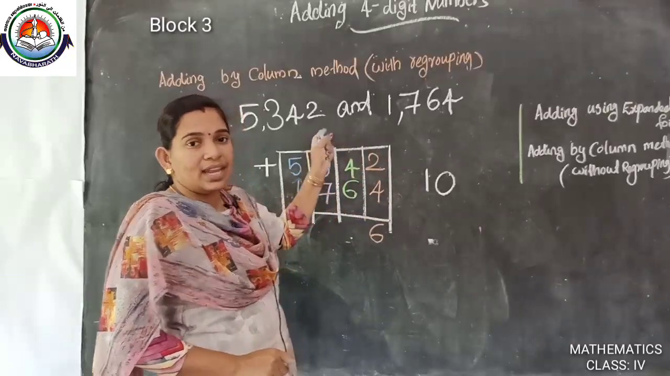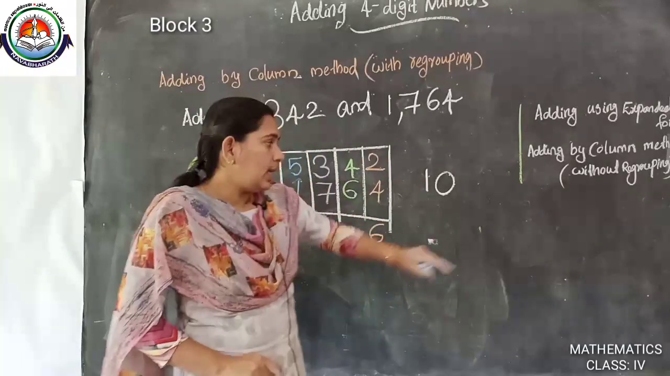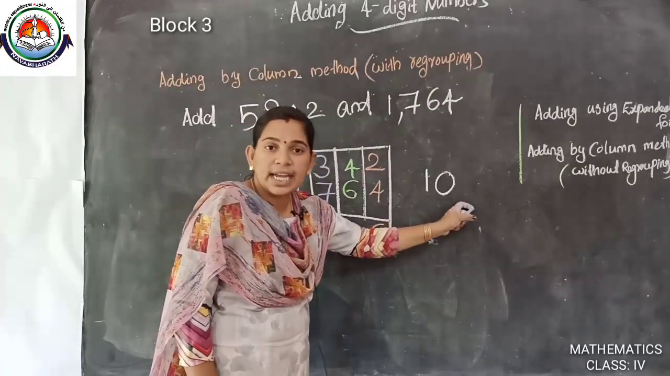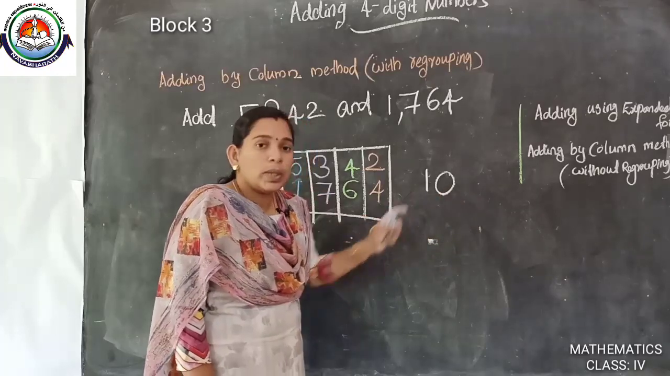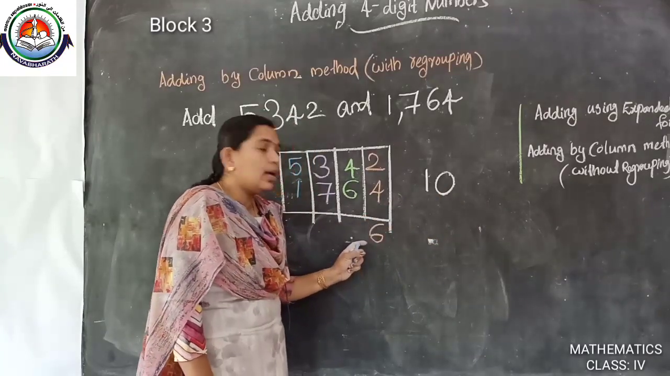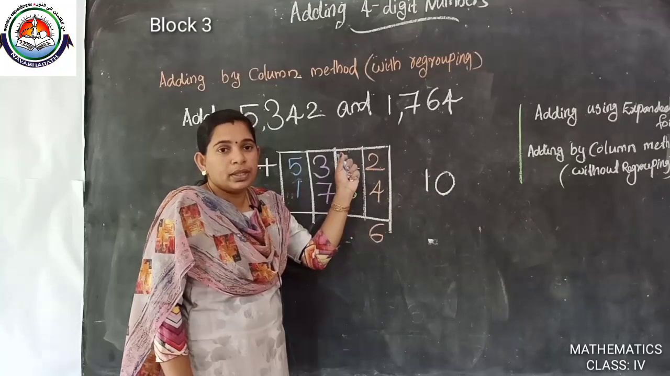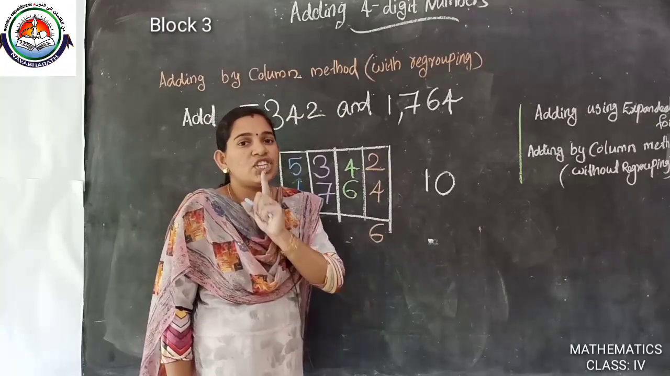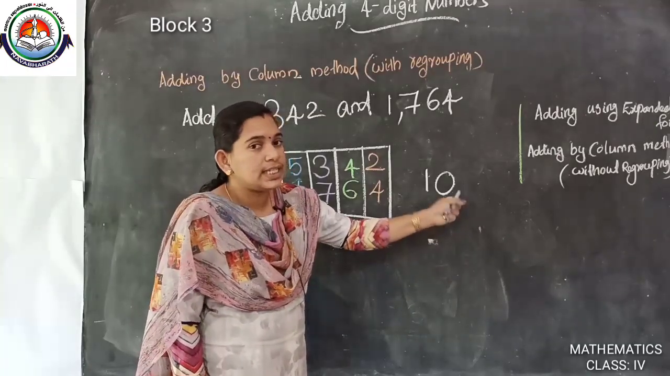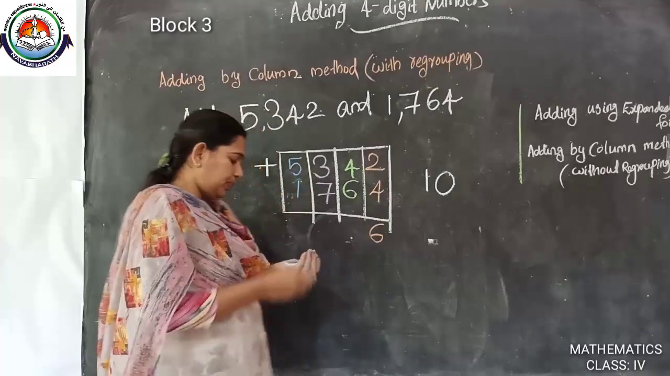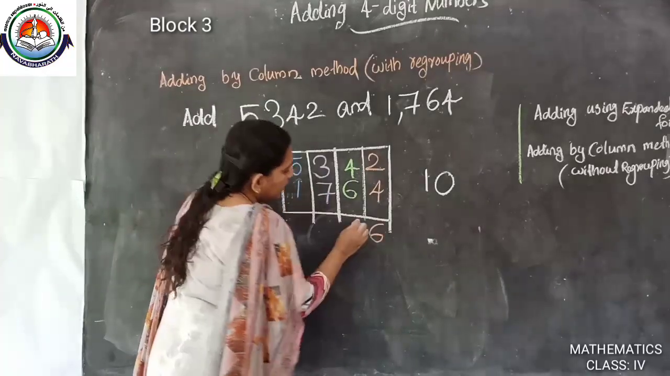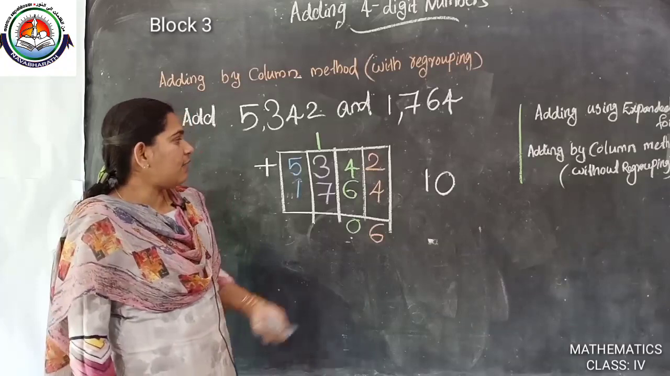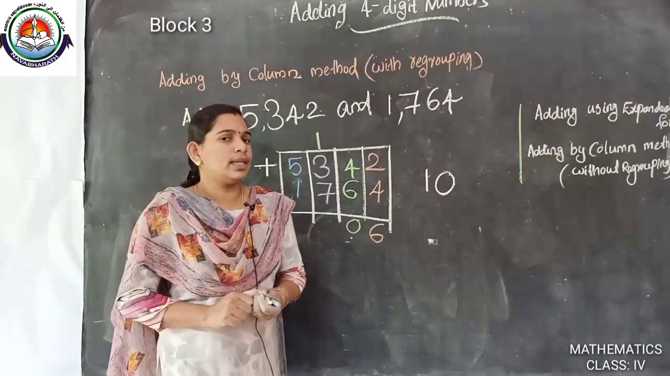1 is the carry. After adding 6 and 4 we get 10, which has 2 digits in the tens. We write only 1 digit here. The remaining digit is the carry. Which digit do we write here? The ones place digit, the right side first digit, is 0. So we write 0 here. Then carry 1. Then what do we do next?